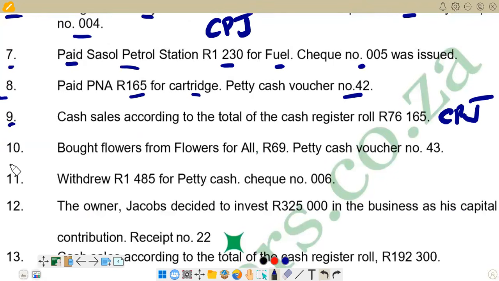So here now, after cash sales, we are paying for flowers from Flowers For All, which is 69 rand, cash voucher number 53. So this is obviously going to be a cash donor. Remember, the amount is 69. We are paying for flowers. Very important to take note there. These are flowers. And basically, we are going to classify it under sundry expenses, obviously. Under sundry expenses, so we can go there to the petty cash.